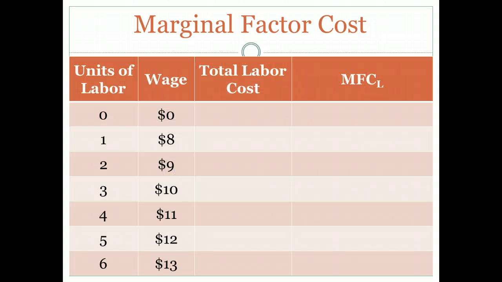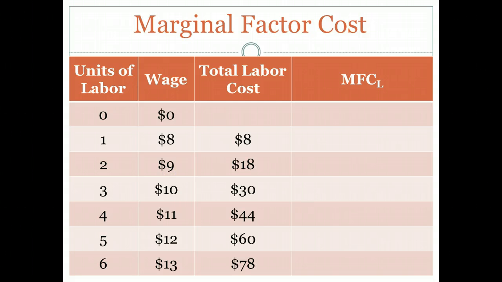So, for example, we could say 1 unit of labor costs us $8 in wages, but in order to get an additional person to work, I'd have to hire them at $9 an hour, which is going to raise the wage for everybody. So our total labor cost is now $18 instead of $8. And if I wanted 3 workers, I'd have to offer a wage of $10 to get 3 people to want to work, and that would increase my total labor cost to $30, and then so on down the line.